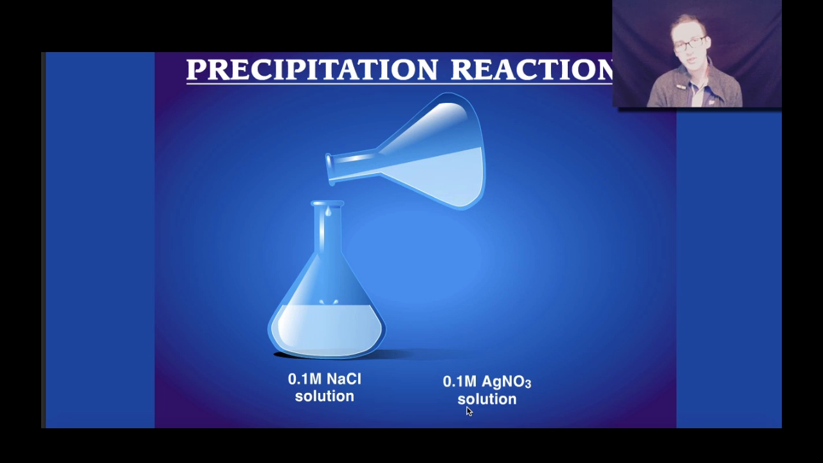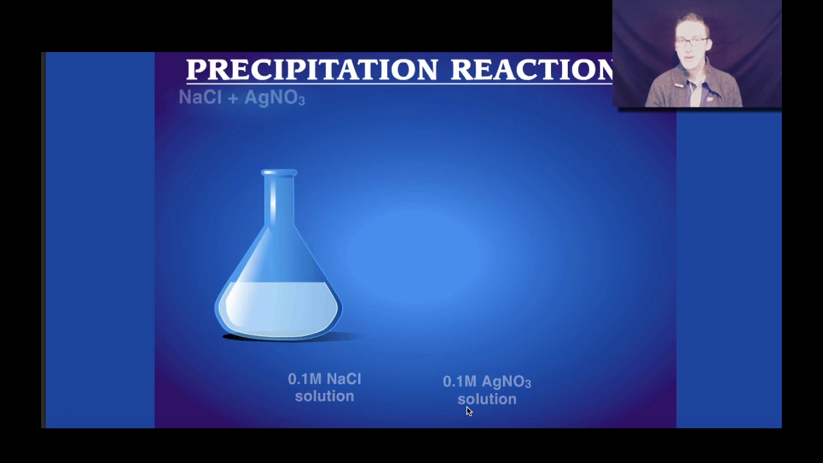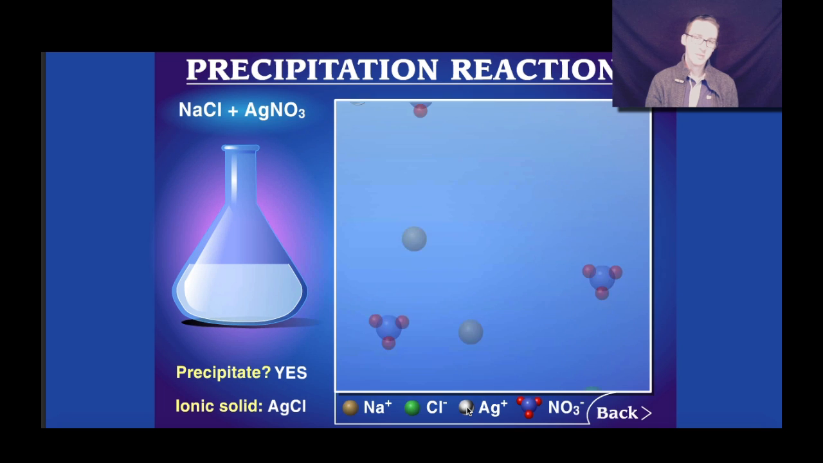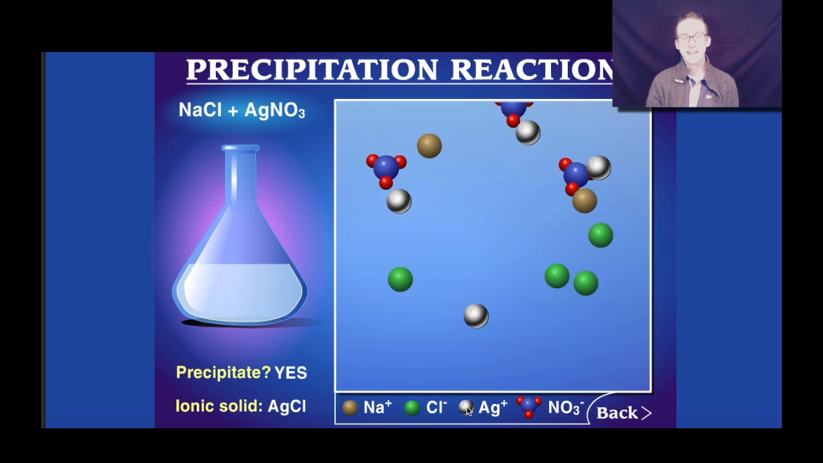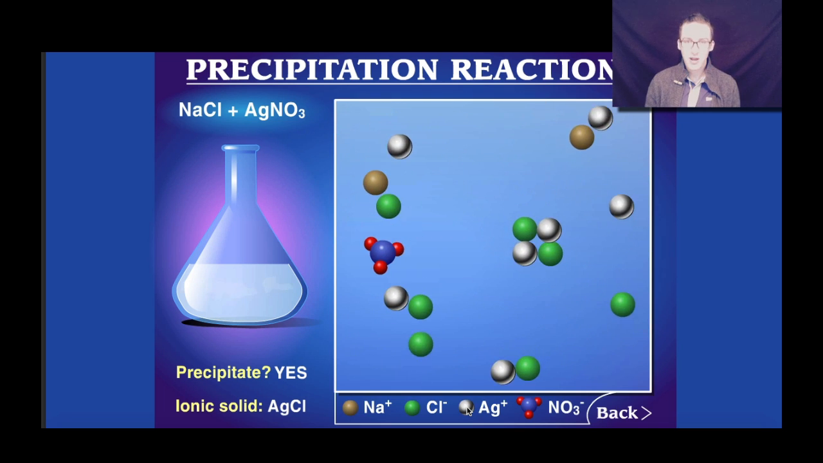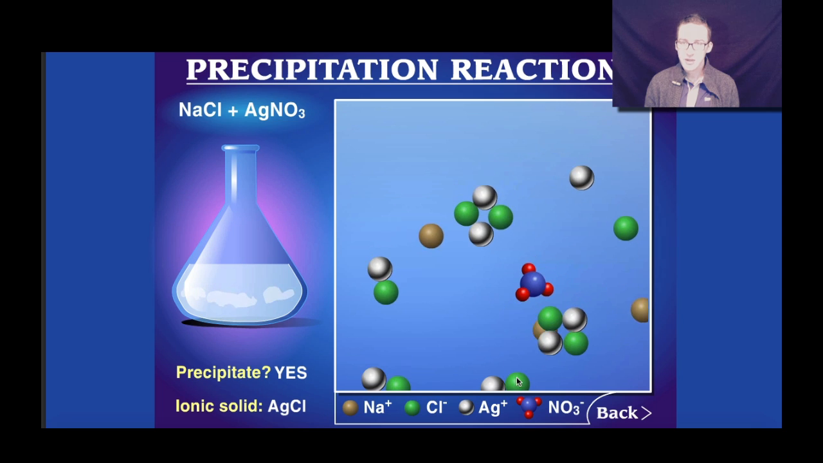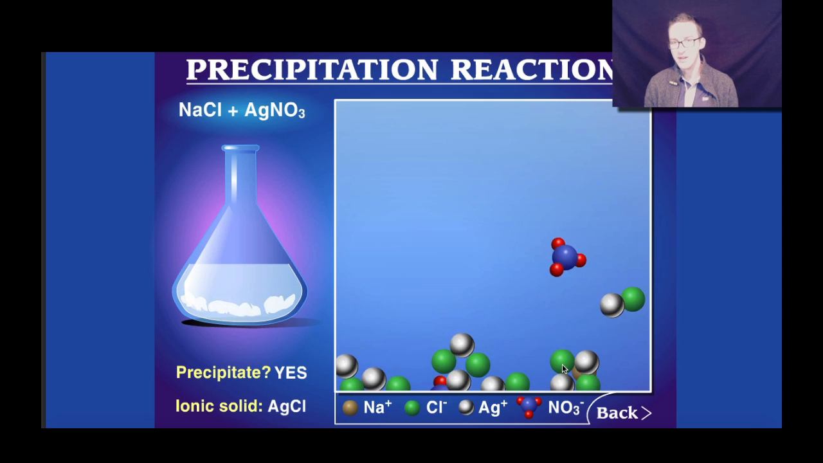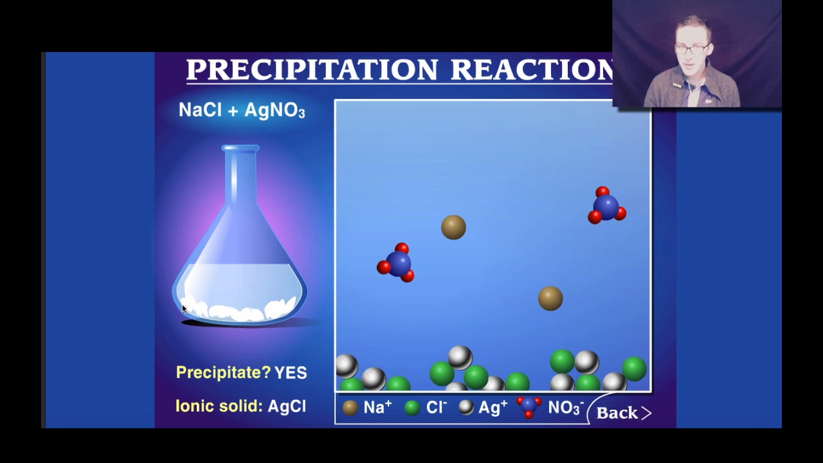So we mix the two solutions together. We do in fact see the formation of a precipitate. At the molecular level, recognize it's those silver ions and chloride ions that are coming together to precipitate out of solution. At the macroscopic level, we just see this white precipitate form. It's important to recognize that your sodium ions and your nitrate ions are going to stay dissolved in solution. They will remain as aqueous ions.